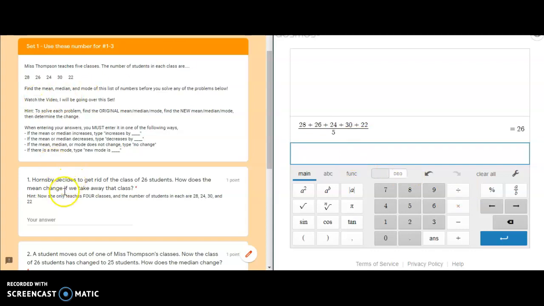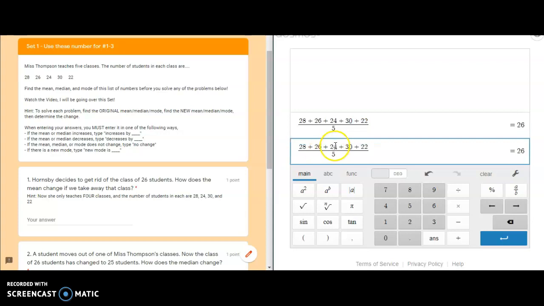Question 1 says Hornsby decides to get rid of the class of 26 students. How does the mean change if we take away this class? Hint: now she only teaches 4 classes and the number of students in each are 28, 24, 30, and 22. I'm going to copy this as data because I'm lazy. We're getting rid of the class of 26, so I'm going to delete that out, and then we only have 4 classes. We're going to divide by 4. Did the mean change? No, it's still 26. So we're at no change.